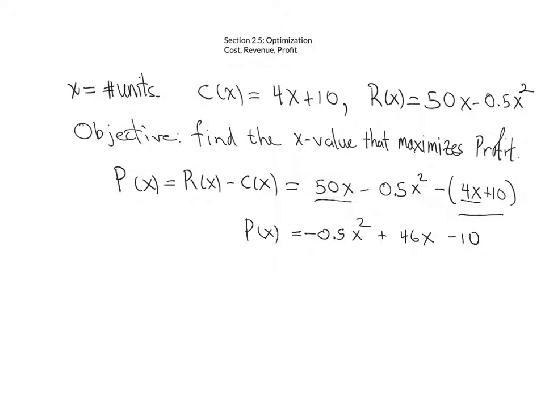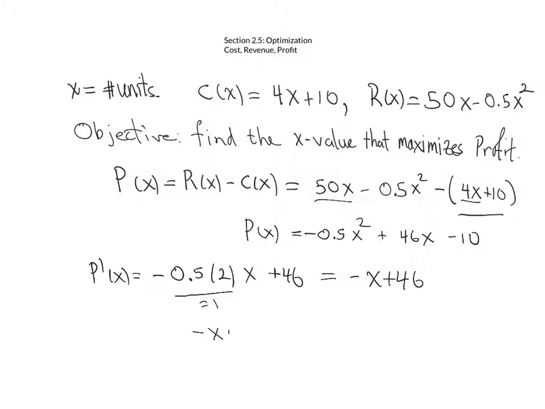I should take the derivative, set the derivative equal to 0. So it's negative 0.5 times 2x plus 46. If I simplify that, I get negative x plus 46 because the product of 0.5 and 2 is just equal to 1. And if I want to find the critical points, I should set this derivative equal to 0, and that means negative x plus 46 is equal to 0, and I can solve that, right? X must equal 46.